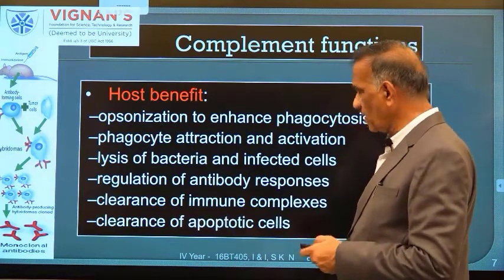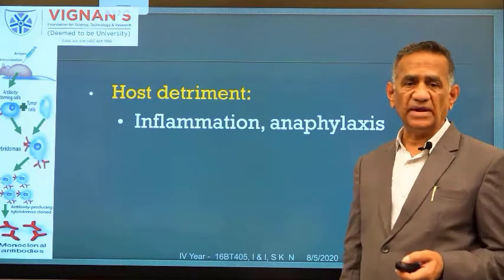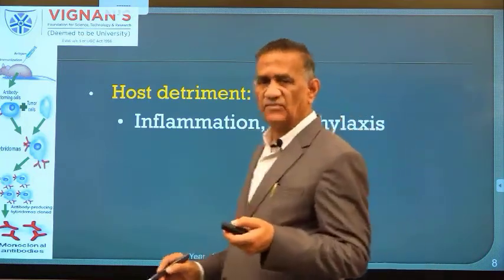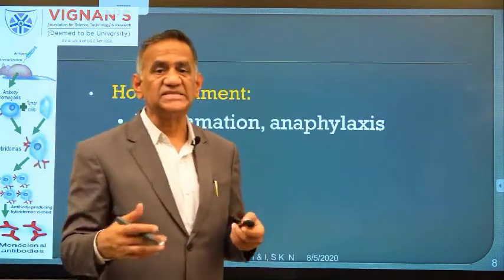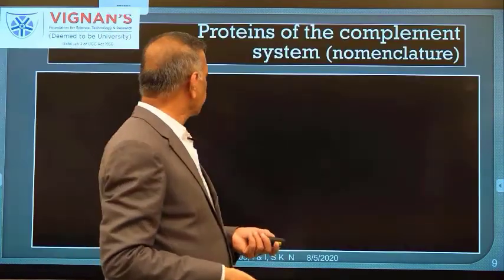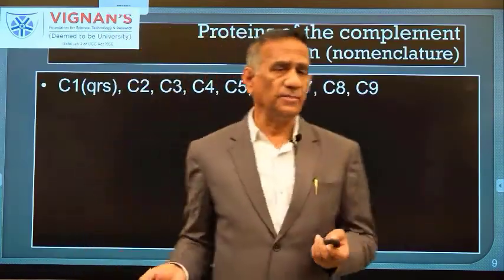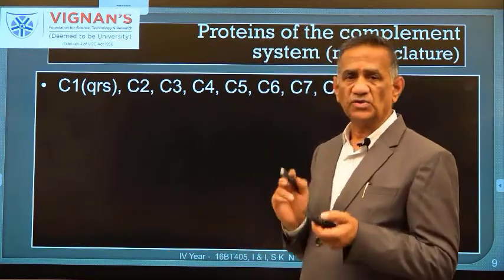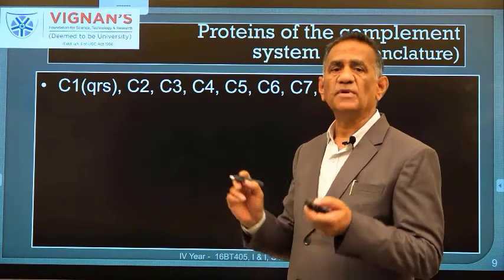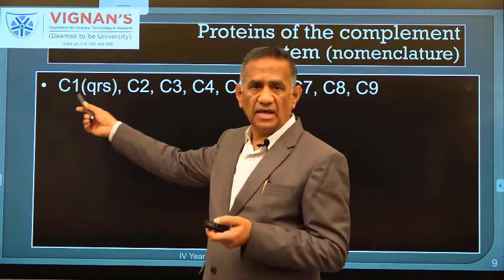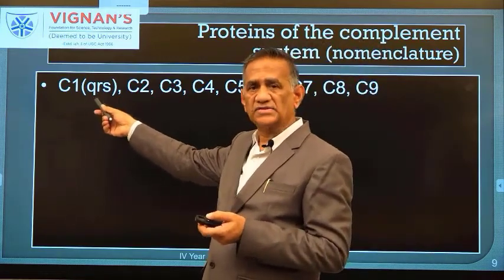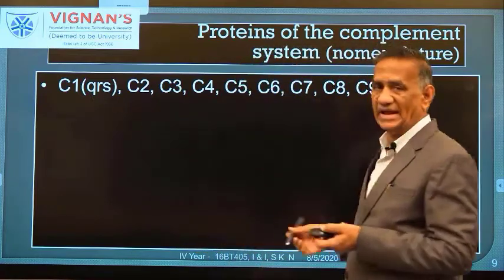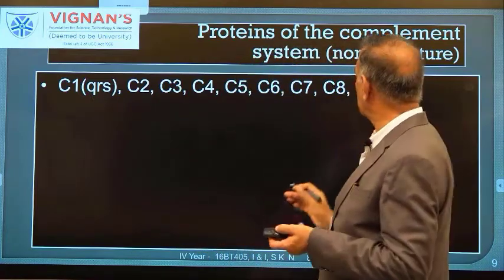Then clearance of apoptotic cells. What is the detriment to the host? It causes inflammation, it causes anaphylaxis. Anaphylaxis is an instant allergic reaction. Now let us see what proteins are present in this. Earlier I told you more than 20 types of dormant serum proteins are there. They are all named C1QRS. The QRS we have also seen in the video. C1QRS, C2, C3 to C9. They are all named with this nomenclature.